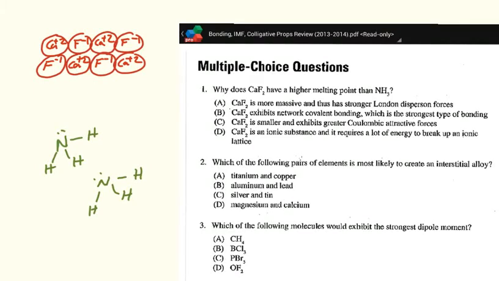So we're going to start looking at the review multiple choice items from the Princeton Review. So let's look at number 1. Why does calcium fluoride have a higher melting point than NH3? And when I look at these two, I would definitely expect this to have a higher melting point.